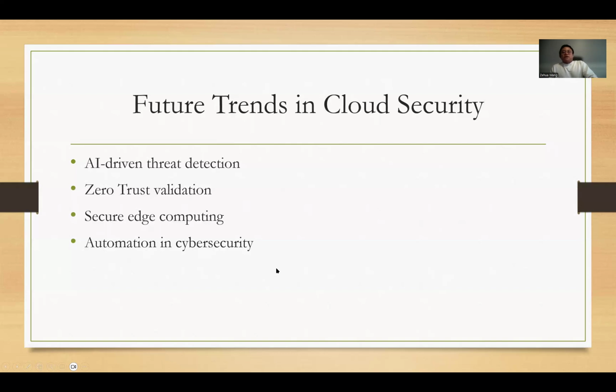In the future, we have AI and machine learning. AI and machine learning enhance threat detection by identifying patterns of abnormal behavior, or we can apply the zero trust principle that requires continuous validation, implementing a never trust, always verify approach for security. Edge computing introduces new security challenges because we have heterogeneous devices in the edge environment. Lastly, automated security tools improve patch management, vulnerability scanning, and compliance reporting, reducing manual errors and ensuring faster incident response.